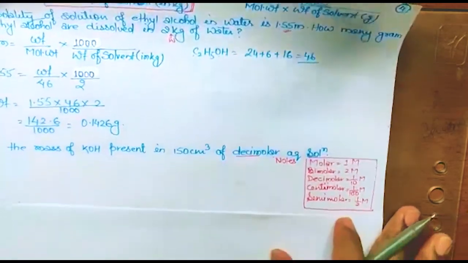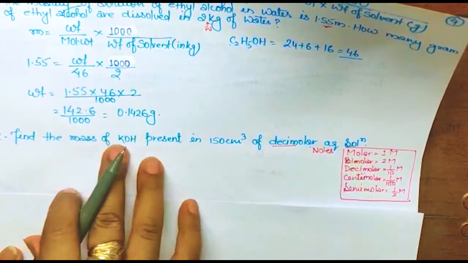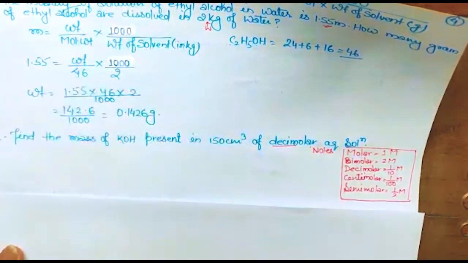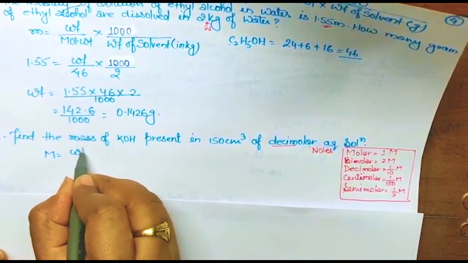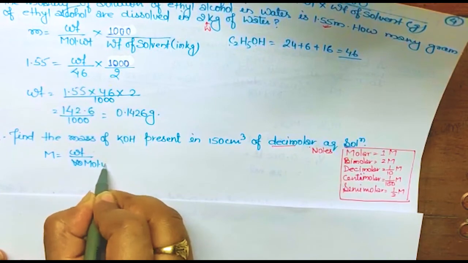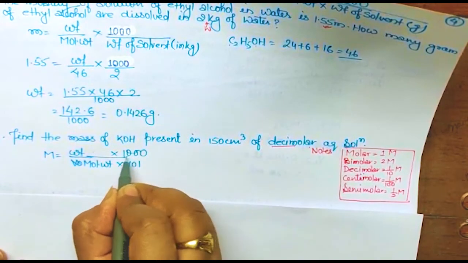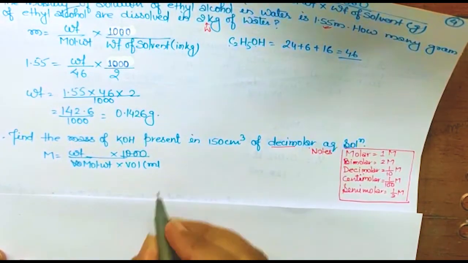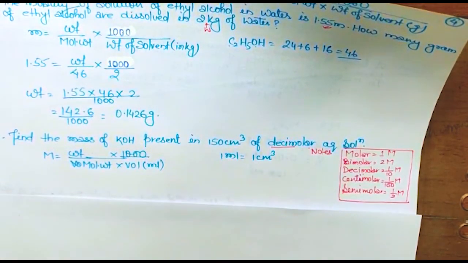The question is: find the mass of KOH present in 150 centimeter cube of decimolar aqueous solution. It's related to molarity, so decimolar. We know that molarity is equal to weight upon molecular weight into 1000 upon the volume of solution. Volume in milliliter, and we know that 1 milliliter is equal to 1 centimeter cube, isn't it? Now put the values and get the answer.